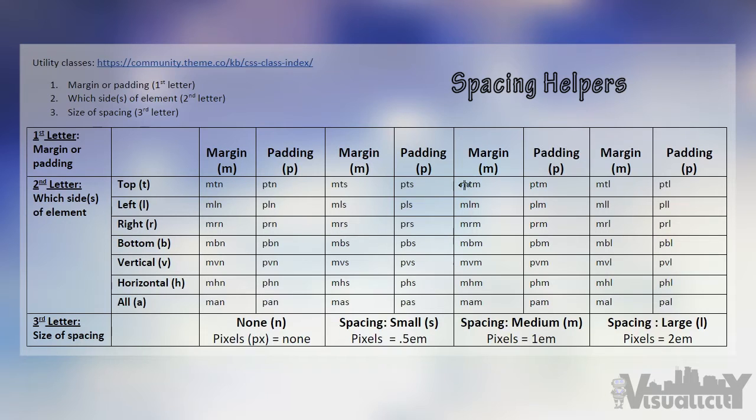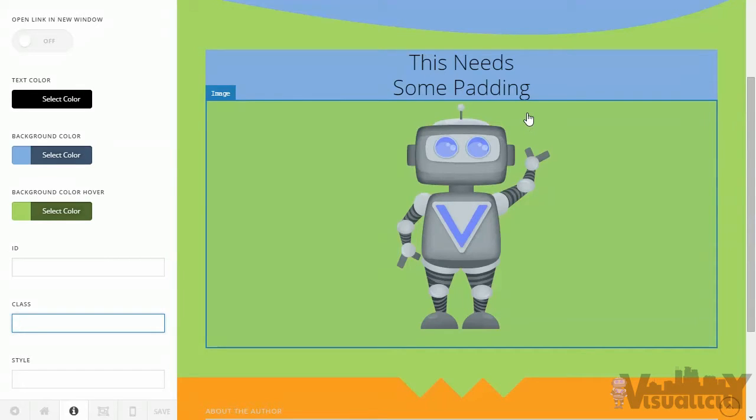So this may seem like a lot of classes to remember, but there's a little bit of a trick to getting them down. I've found that these classes are extremely easy to remember just by thinking about what you want to change, where you want to change it, and by how much. So I'm going to give a little example of this.